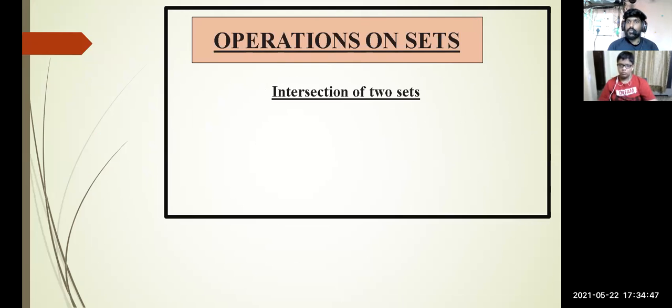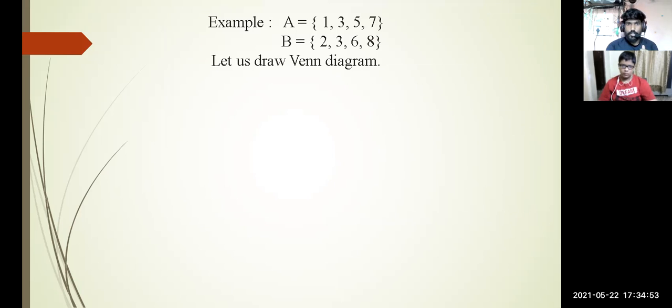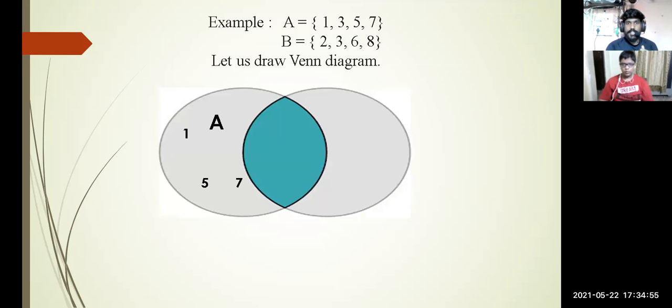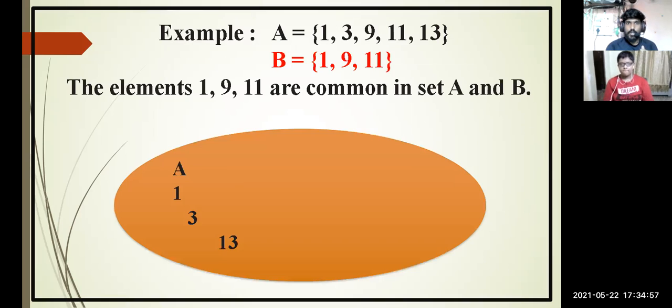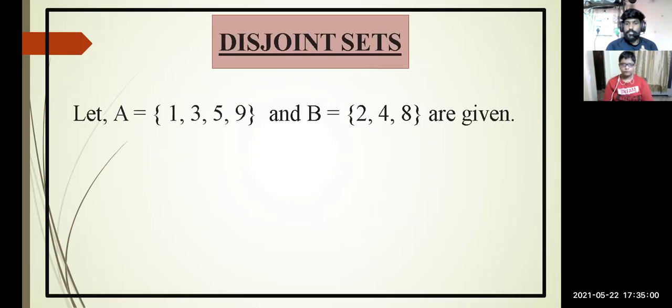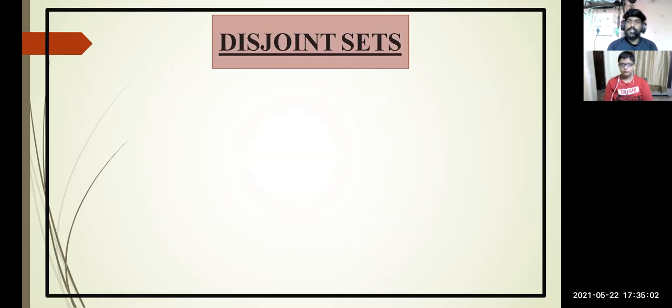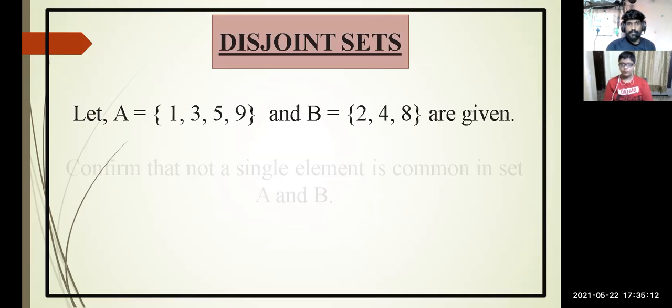And intersection of two sets means the common elements in both the sets. That is intersection of two sets. Then we saw disjoint sets. So when are two sets said to be disjoint? When none of the elements are common in them. Okay, that was the second thing that we saw, disjoint sets.